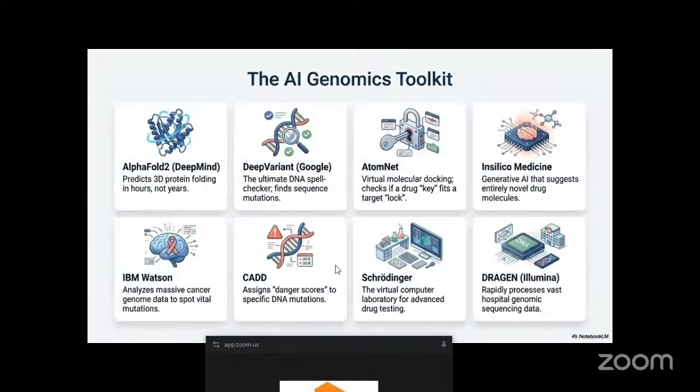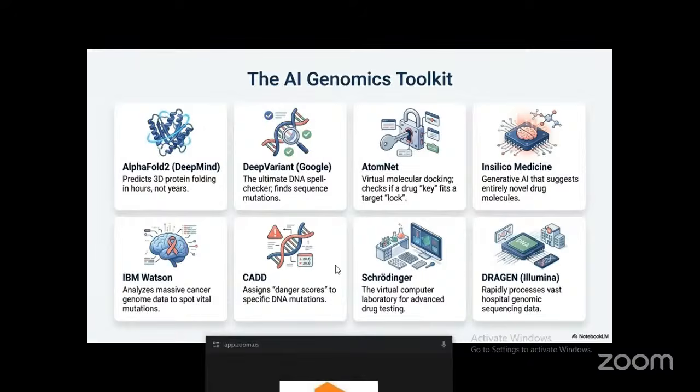So what are the various AI genome toolkits? Like AlphaFold2, which predicts 3D protein folding in our drug targets. The majority of drug targets are receptors, which are proteins. With the help of AlphaFold2, it can identify how the protein folds and unfolds, so we know whether our drug will bind or not. Next is DeepVariant, which checks the DNA of persons and automates docking studies. Insilico Medicine is a generative AI platform that suggests novel drug molecules. IBM Watson analyzes massive cancer genome data to spot vital mutations. CADD helps with specific DNA mutations.